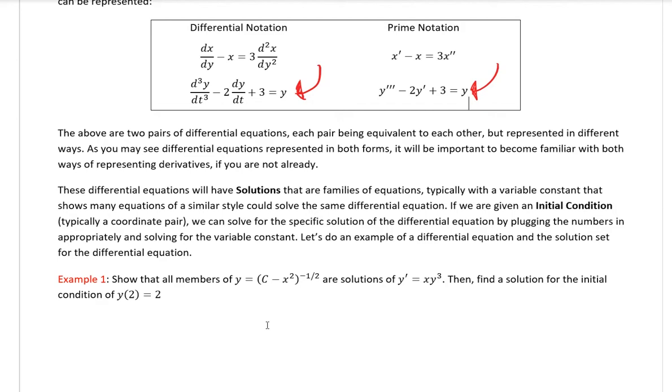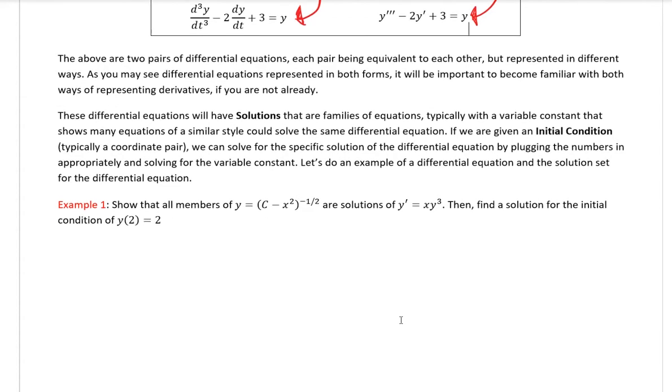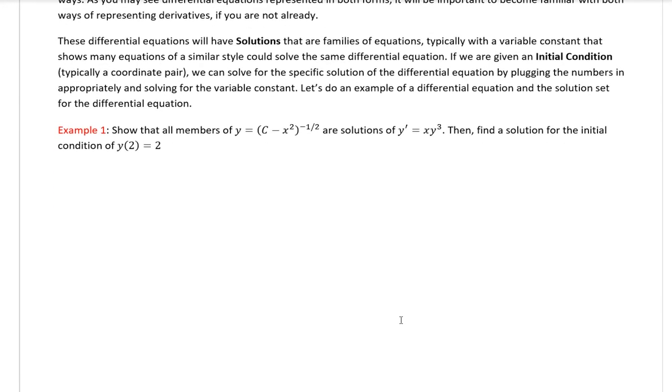If we are given an initial condition, we can then take that solution set and narrow it down to a very specific equation that solves for that initial condition. The initial condition just being a coordinate pair. And all it takes is plugging that coordinate pair in to find what that solution set is.